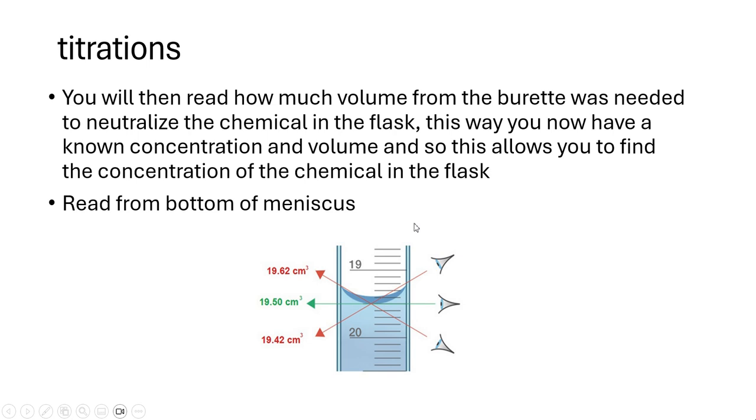You get me? So you would then read how much volume from the burette was needed, yes, to neutralize the chemical in the flask. This way you have known concentration and volume, and so this allows you to find the concentration of the chemical in the flask, yeah? And obviously you need to read from the bottom of the meniscus, yeah?